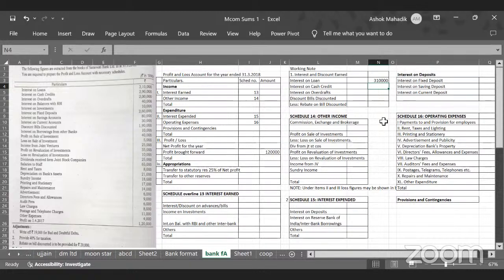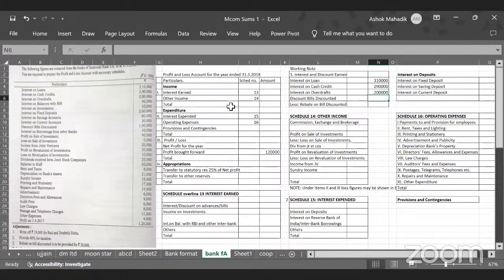Then next, interest on cash credit. Again, it's an income, 2,90,000. I'll put 2,90,000. This font is very small. Even I may make a mistake while reading it, so do rectify me if I go wrong anywhere. Because to fit in one screen, I have reduced the size. Okay, so interest on overdrafts, this is 2 lakhs. So I'll write interest on overdrafts, 2 lakhs.